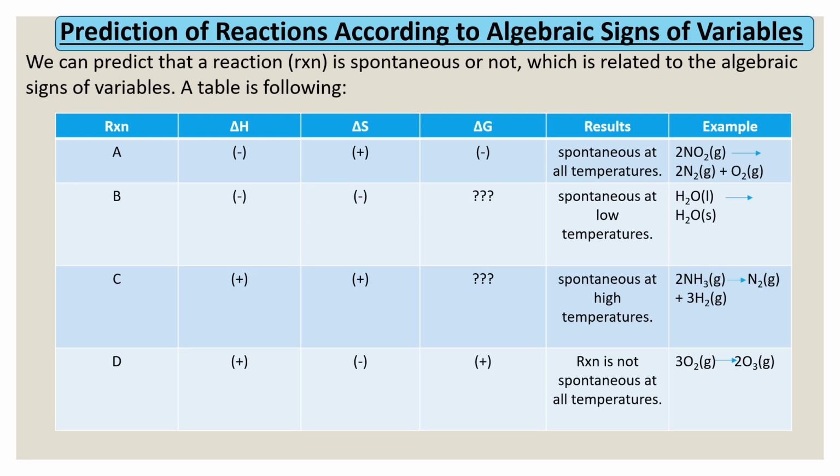Reaction C, where del H is positive, del S is positive, del G not known, spontaneous at high temperatures. Example, 2 mole of ammonia in gas state convert into N2 in gas state plus 3 mole of H2 gas. Reaction D, where del H is positive, del S is negative and del G is positive. Reaction is not spontaneous at all temperatures. Example, 3 mole of oxygen in gas state convert into 2 mole of ozone in gas state.